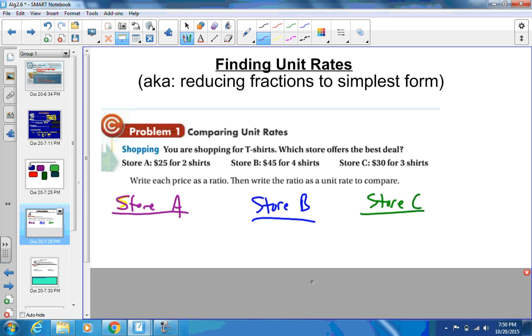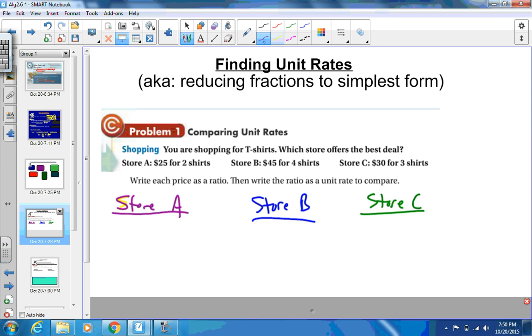Okay, so the first one, if you just write it as a ratio, we'll say the cost of t-shirts at store A would be $25 for 2 t-shirts. And if I want to get a unit rate, which it says to also find, I would reduce it so I can divide both the top and the bottom by 2, because we want to get a 1 on the bottom. So we want it for 1 t-shirt.